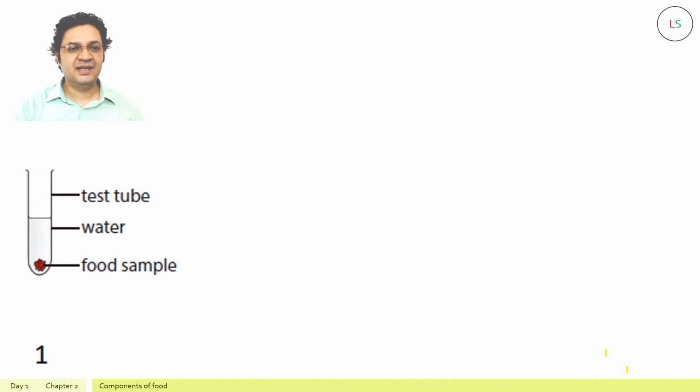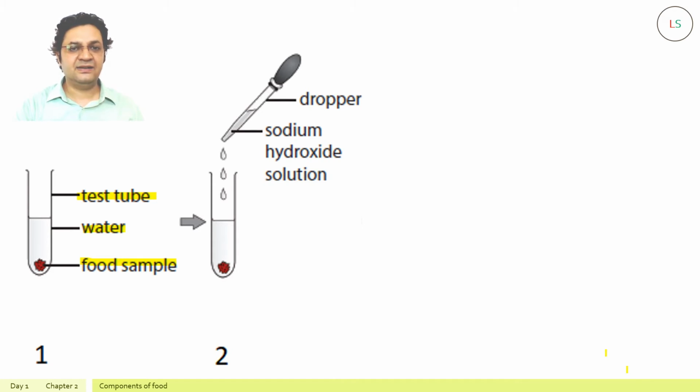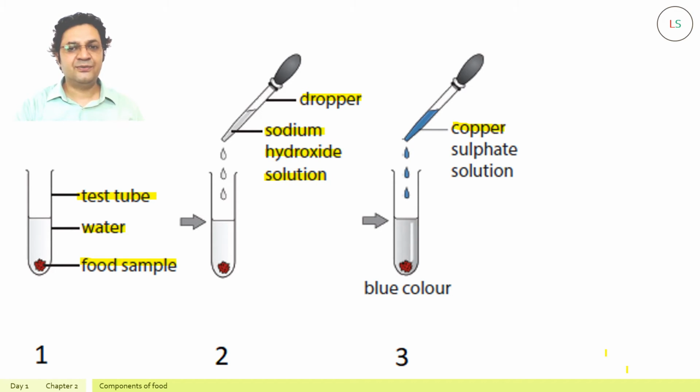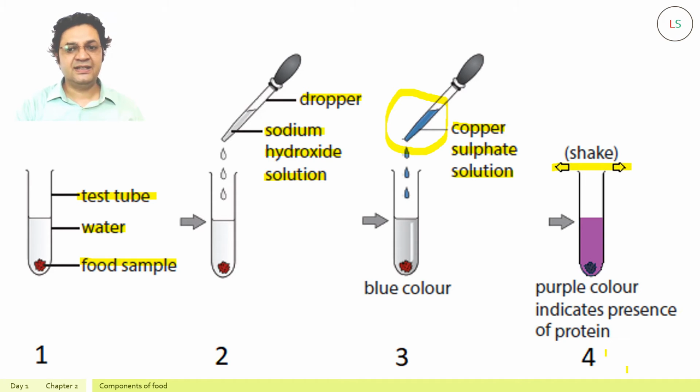We take a test tube, and in this test tube we add food sample which has been mashed with the help of mortar and pestle. We also add a small amount of water to it. Then with the help of a dropper we add a few drops of sodium hydroxide solution and let the solution stand clear. Once that happens, again with the dropper we add a few drops of copper sulfate solution. Now this copper sulfate solution is blue in color, and then with a slight amount of shake, if the blue color changes into purple color, it indicates the presence of protein.